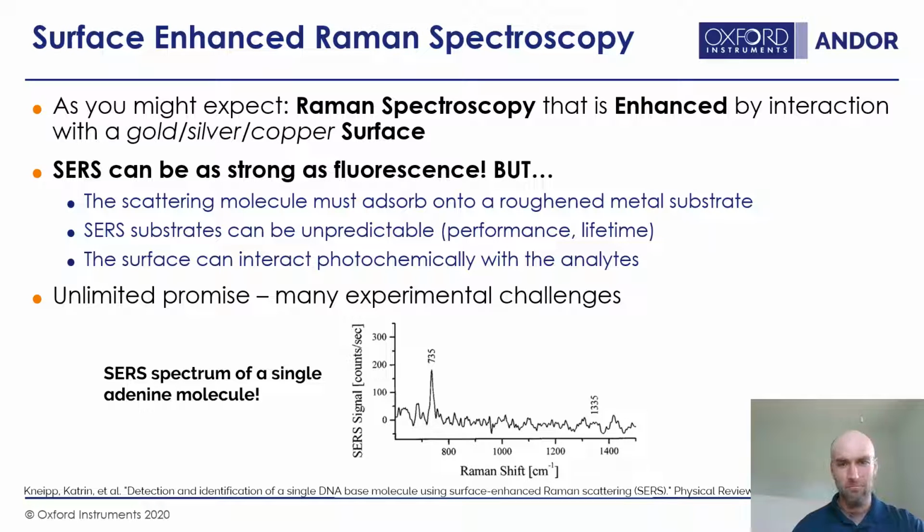So SIRS can be as strong as fluorescence. And everyone says, wow, the specificity of Raman with the intensity of fluorescence, I've got to get in on that. But there are some caveats here. There are some rules, some drawbacks. The scattering molecule has to stick onto that roughened metal substrate. It's only going to get enhanced while it's interacting with the substrate. The SIRS substrates can be unpredictable in terms of performance, lifetime, reproducibility, and the surface can interact photochemically with the things that are sticking onto it. So you can have that surface doing photochemistry or whatever catalysis with your analytes.